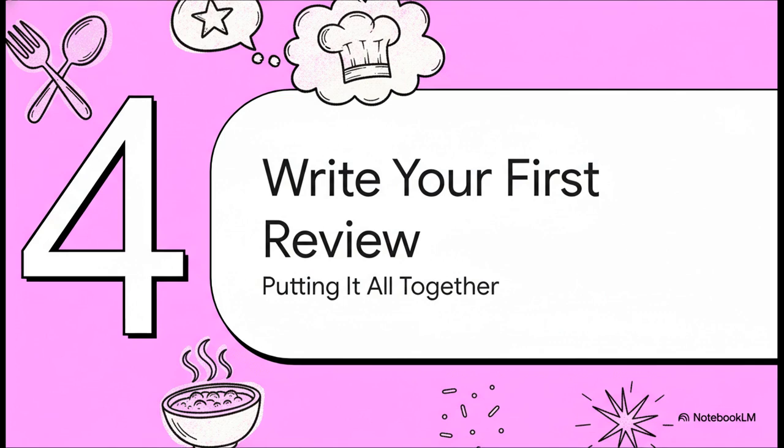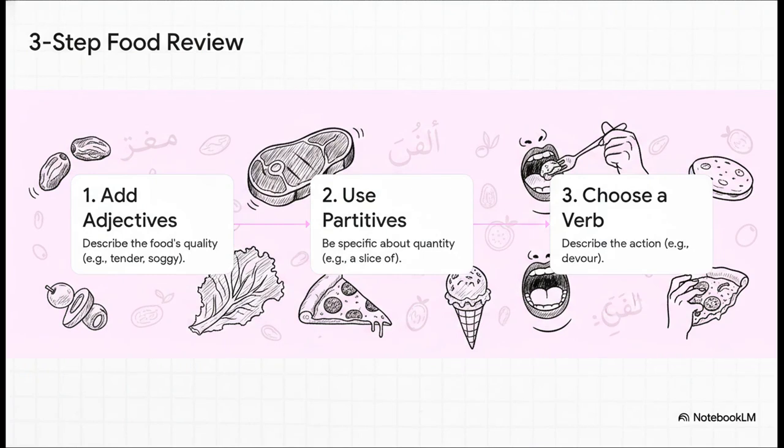Okay, the moment of truth has arrived. You've learned the adjectives, you've got the partitives, and you know the verbs. It is time to combine all these new skills and write your very first food review. Here's a simple 3-step guide to get you started. First, describe the food with some great adjectives. Was it tender or was it soggy? Second, get specific about the amounts with partitives. Did you have a slice or maybe a scoop? And third, choose a strong verb. Did you just eat it, or did you absolutely devour it?